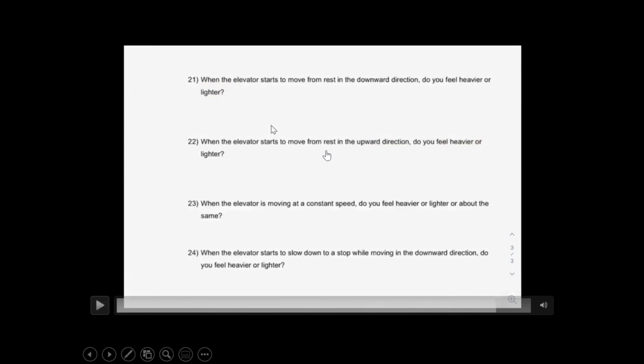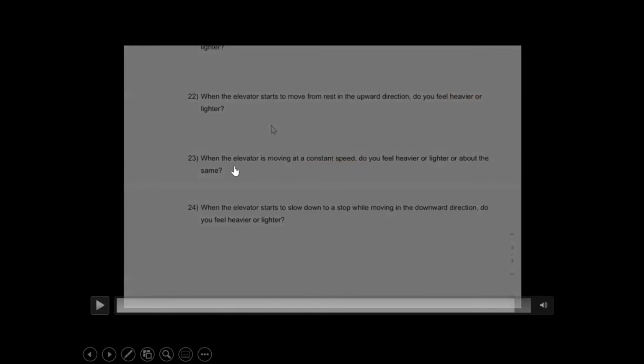When the elevator starts to move from rest in the upward direction, do you feel heavier, lighter, about the same? So you will feel heavier. When the elevator is moving at constant speed, do you feel heavier, lighter, about the same? So it's going to be about the same.